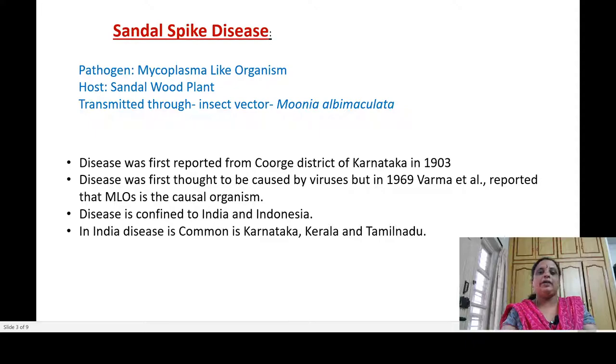This sandalwood plant is infected by organisms like mycoplasma, MLOs, where this particular MLO is transmitted through the insect vector called Moonia species. Moonia albimaculata is one of the insect vectors which transmit this particular disease.